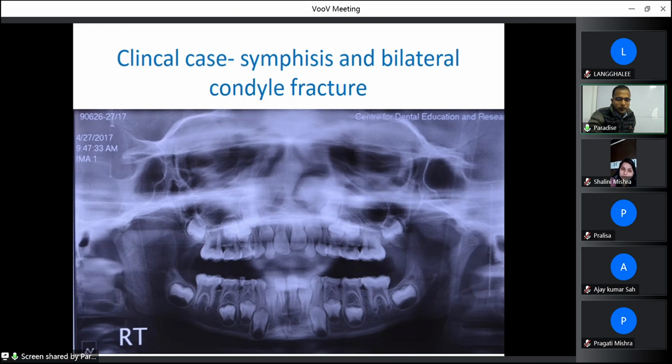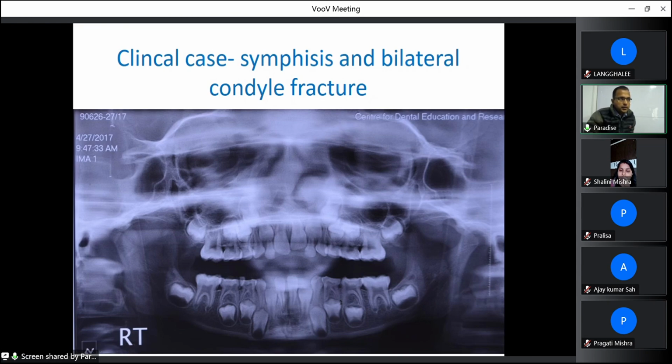So whenever you find two radiolucent lines, don't be confused that there are two fractures. It is a single fracture. One radiolucent line is for buccal cortical plate, and the other radiolucent line is of lingual cortical plate. So here also you can find two radiolucent lines, but both of them are the same fracture. This is one radiolucent line, another radiolucent line is this one. Okay, one is of lingual cortical plate, another is of buccal cortical plate. Now, the case is symphysis fracture and bilateral condylar fracture.